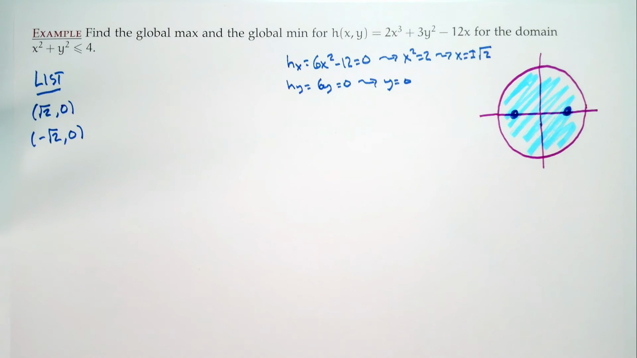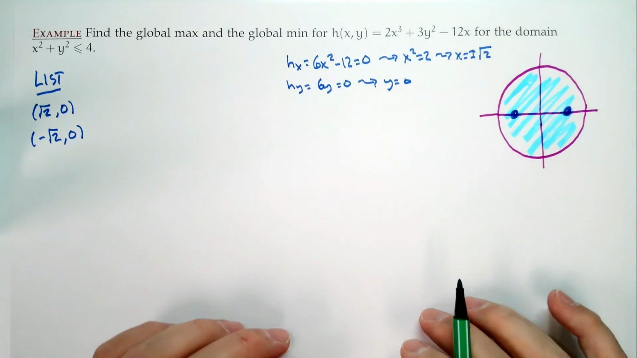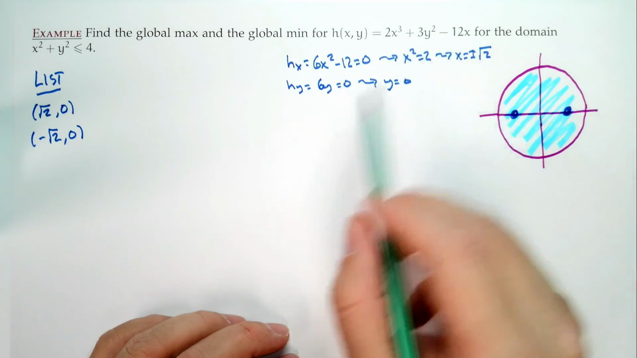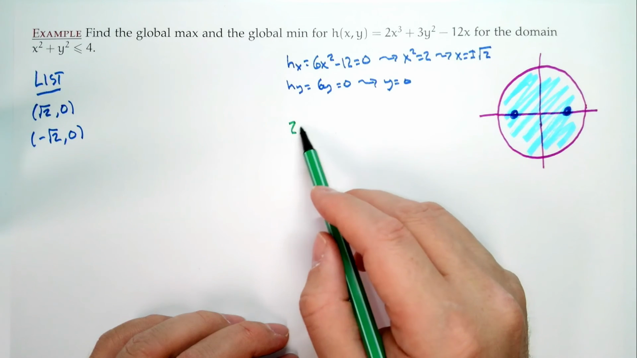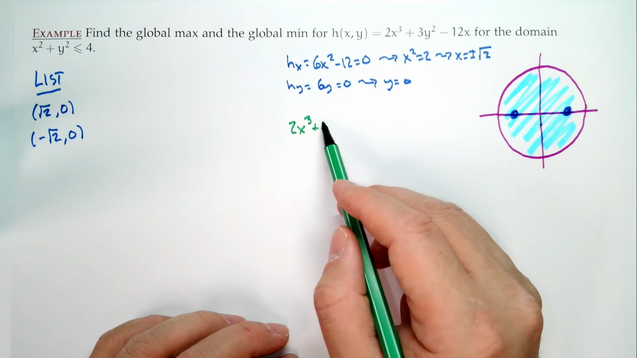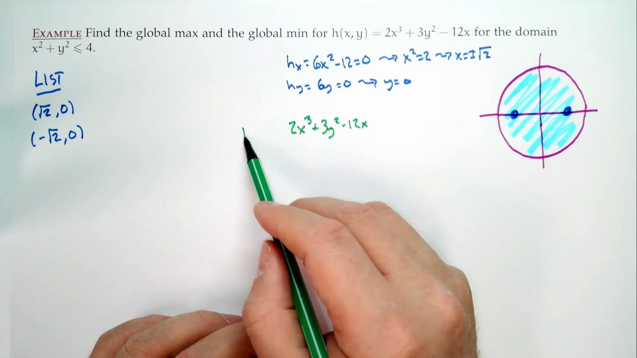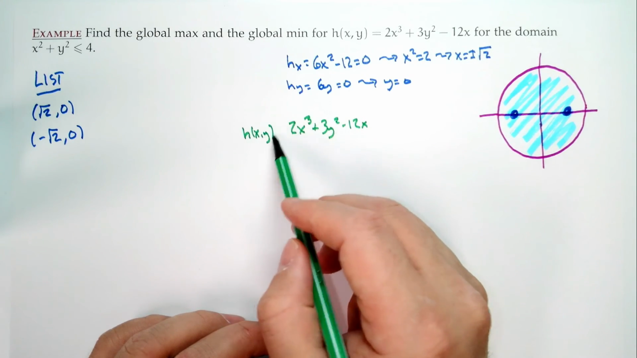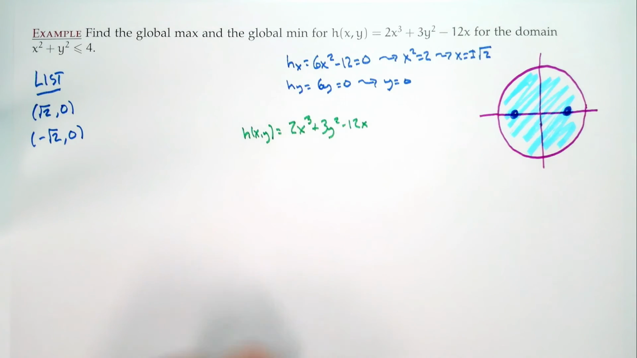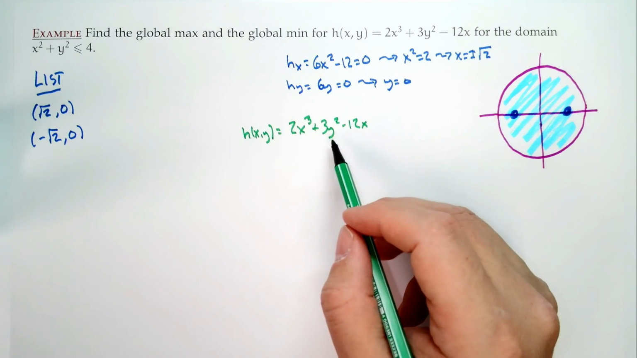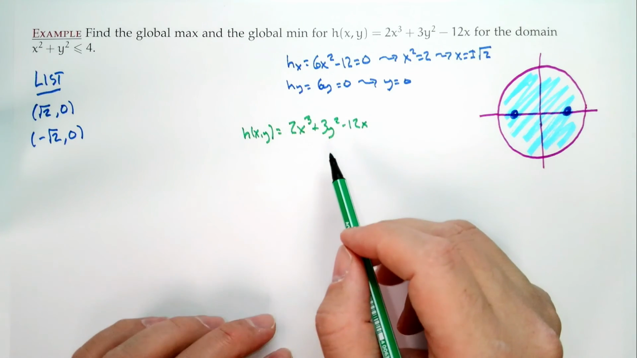So the question is, how do we do the boundary? And there's a couple of ways we can do it. One thing we can say is, all right, I need to get our function, which is 2x cubed plus 3y squared minus 12x. I need to get that down to a single variable. So I want to get it down to just a function of x or a function of y. And it's probably easier to focus on the y squared part.